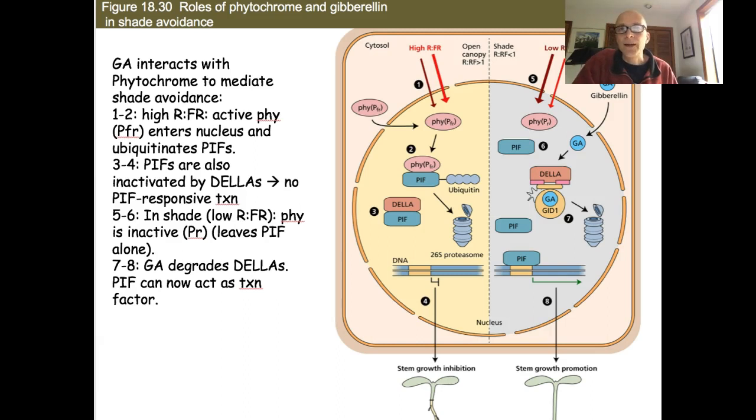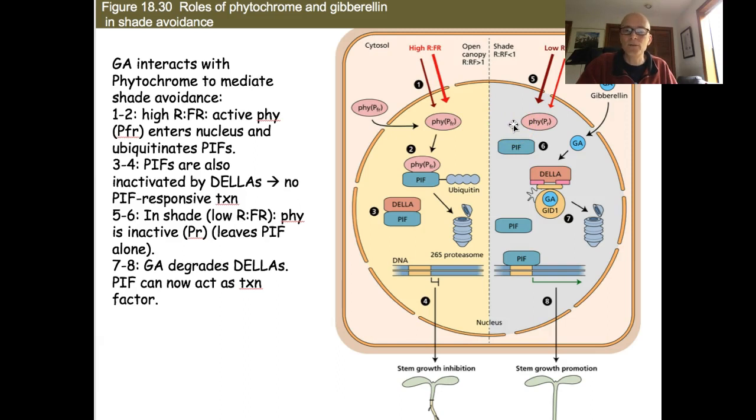One more aspect that I wanted to add here, because we've talked about this so many times, but we haven't really looked at cellular pathways that lead to the shade avoidance response. So in the shade avoidance response, this now brings together phytochrome that we have discussed in quite a bit of detail and gibberellic acid that we're just now discussing. So I want to show you how those two act together in the shade avoidance response.